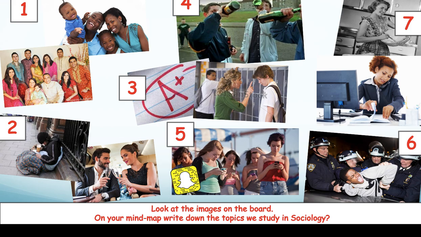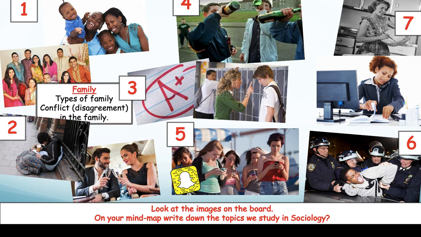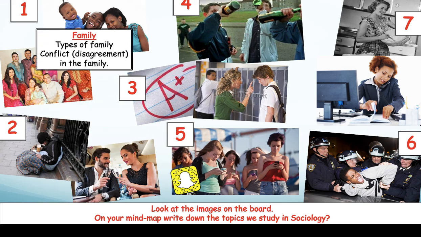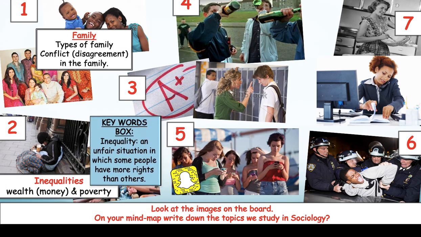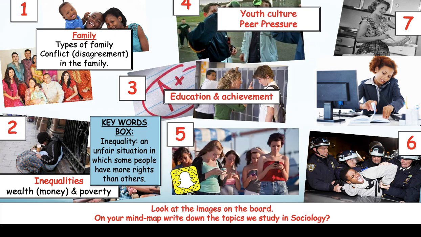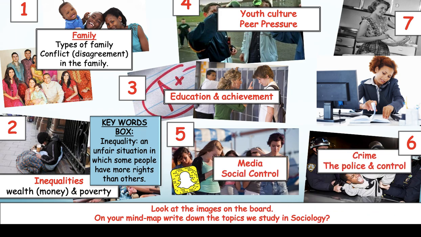Welcome back. Can you please take out a green pen? And I want you to use these technical words. Family, okay? So we look at the family topic. We look at the different types of families. We look at family conflict, and we look at family from different perspectives. We do the same thing with inequalities, education and achievement, youth culture and peer pressure, media, social control, crime, the police and control, gender. These are just some of the things that we will be looking at.